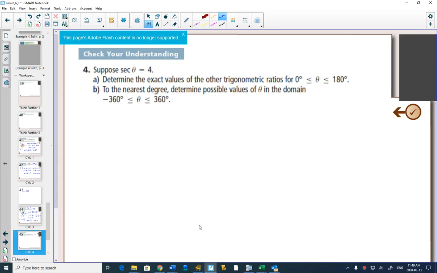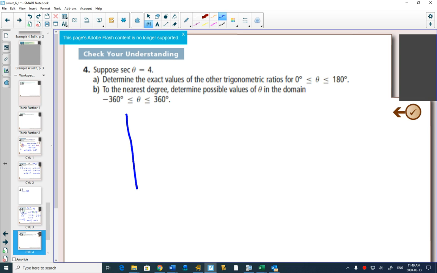Suppose secant of theta is equal to 4. Determine the exact values of the other trig ratios if theta is between 0 and 180. So almost always, since we're dealing with trig, we want to draw a picture to have a triangle, because all of our trigonometry is based on triangles.